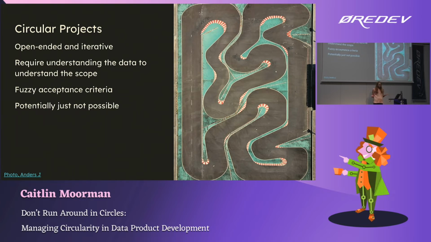So because of these characteristics, a lot of Agile processes break down with circular projects. There's no guarantee that a particular iteration will actually yield value to your users. And that can be really frustrating and difficult to deal with organizationally.